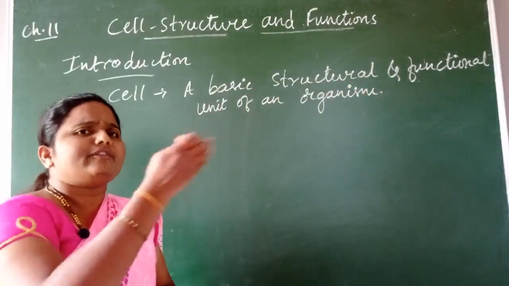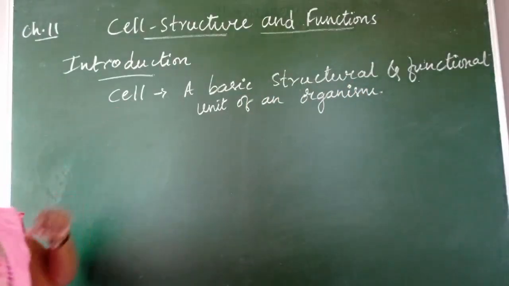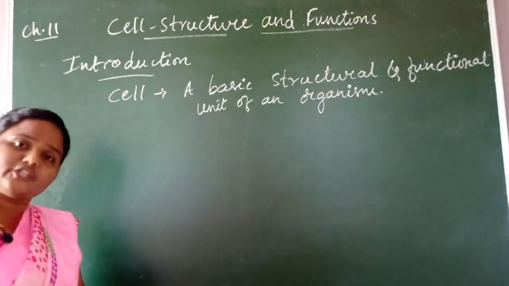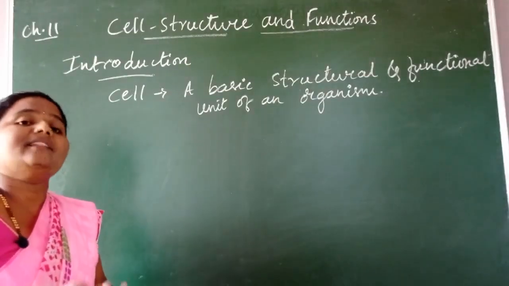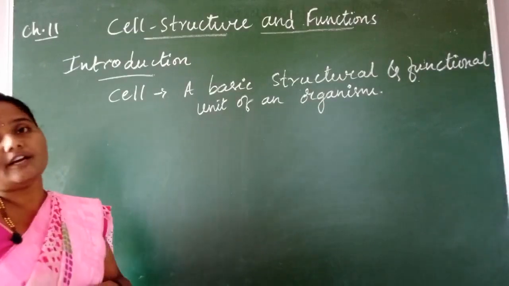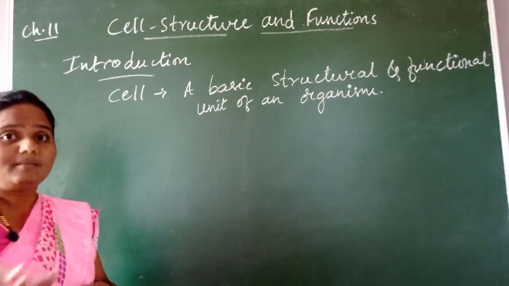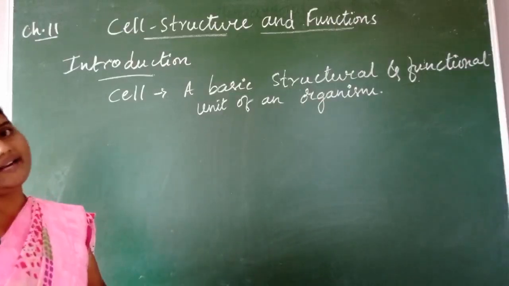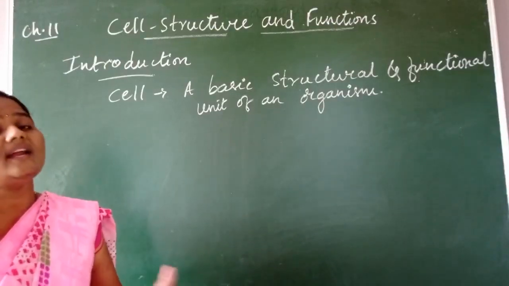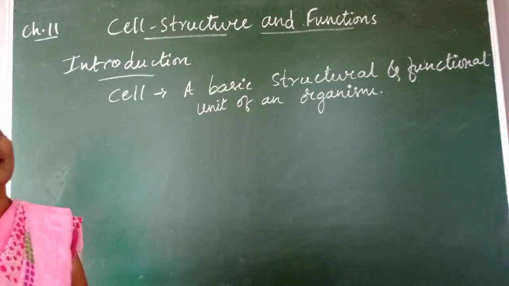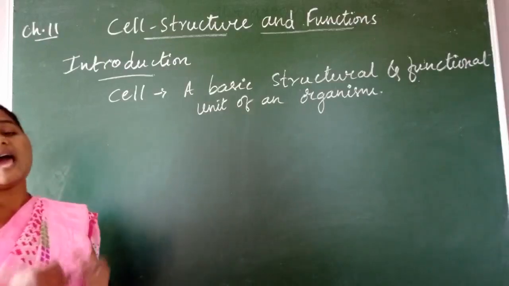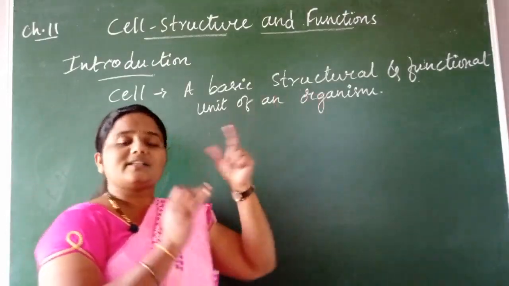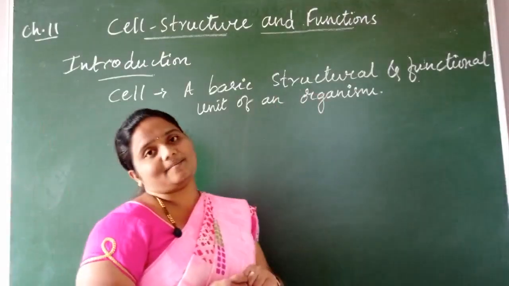To carry out different functions, children, a cell is needed, because a group of cells will constitute tissues, and the tissues in turn build what? Organs. Then organs to organ systems, one to one, a link will be there. So cells play an important role in making a structure, that is, organisms.